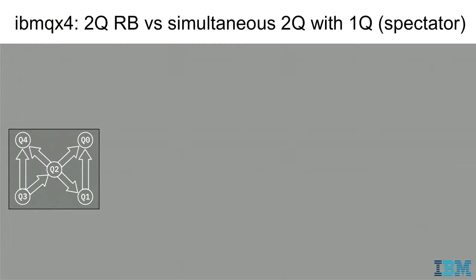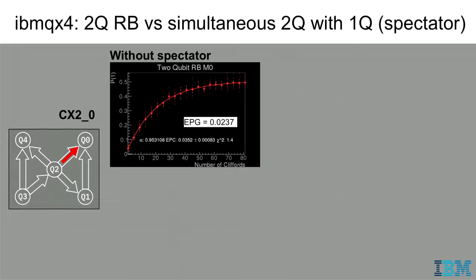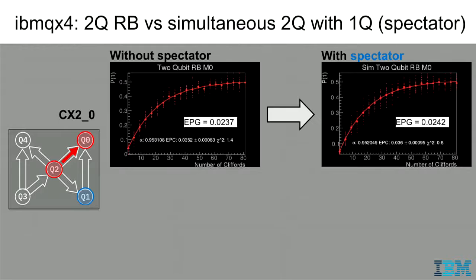On our current IBM QX4 device, for one of the pairs, CX02, here's a number that you get from a 2-qubit RB experiment. We get about 2.4% error per gate. And when you include this other spectator qubit and run 2-qubit and single-qubit RB simultaneously, for this gate it doesn't change much. This shows that there's not a lot of crosstalk, which is good.